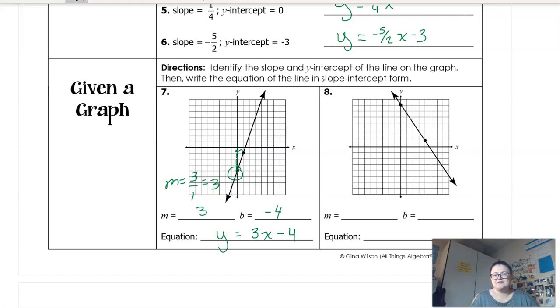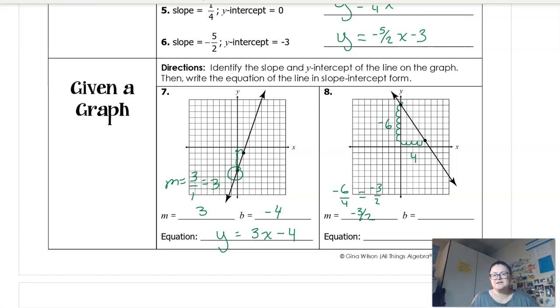So if you've tried this one now, our slope is going to go down 1, 2, 3, 4, 5, 6, 7, 8, 1, 2, 3, 4, 5, 6. So that was down 6, and then we're going over 1, 2, 3, 4. So our slope is going to be -6 over 4, which does reduce. Both of these divide by 2, so it'd be -3 over 2. So our slope is -3/2.